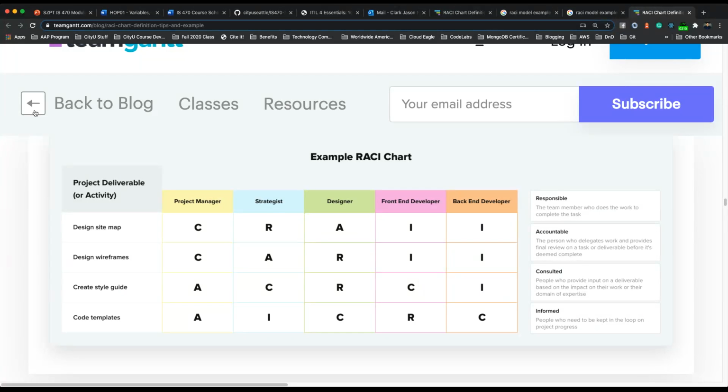And now you can see another shift with the code templates, where the project manager is now accountable for those, right? Because this is now like the end product of the project, right? The strategist is still informed, right? The designer is consulted because he's the one who created the style, right? And the front end developer is now responsible for creating those code templates. And also the back end developer is consulted. So that's just a simple breakdown, right?